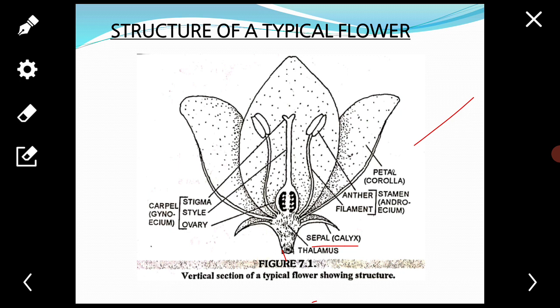A typical angiospermic flower consists of four whorls of floral appendages attached on the receptacle called the calyx, corolla, androecium, and gynoecium.